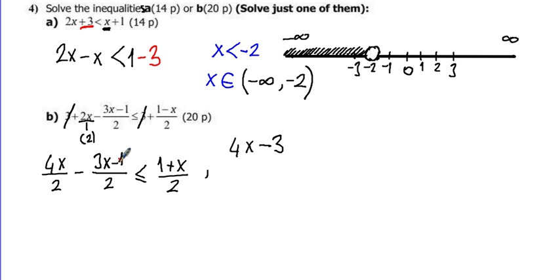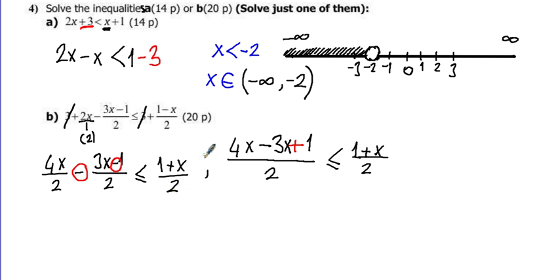Yes, we have to be careful here. This minus changes, and you will have plus. Minus times 3x is minus 3x, and I forgot x here. Okay, and then minus times minus is plus 1 over 2, less or equal to 1 plus x over 2. We have the same denominators on both sides, and it's a positive number.